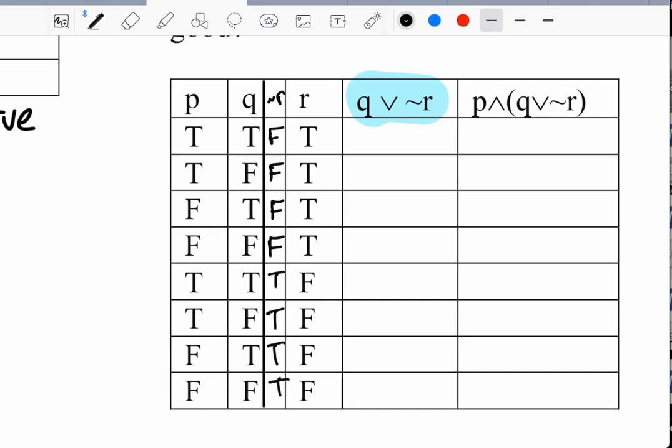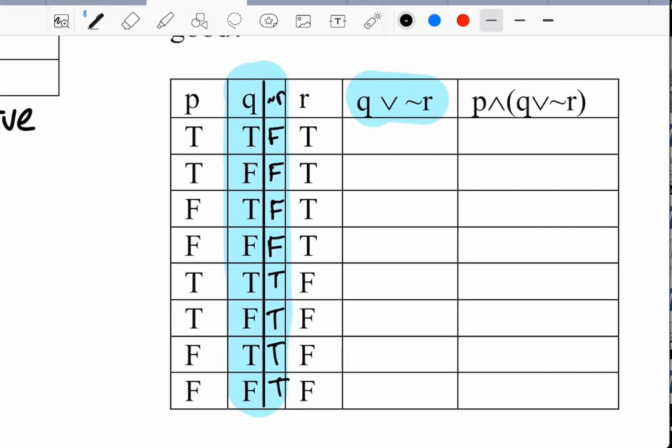So true, true, true, true. So now I have two columns adjacent to one another, and that's the reason why I put it in front of the R column and not after, so that you could have them right next to each other. You're not always going to be able to do that, but when you can, you should. And some people just will draw an entirely new table and do it that way. All right? But I'm looking at Q or not R.